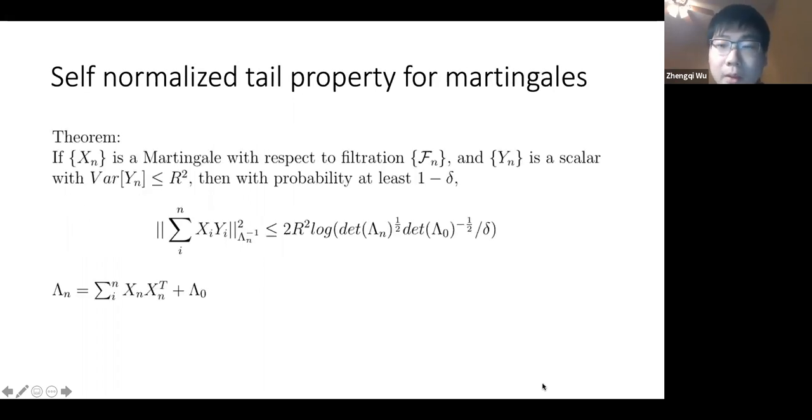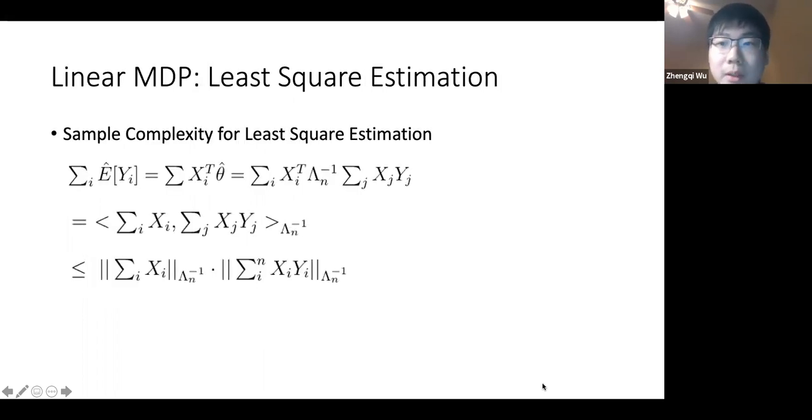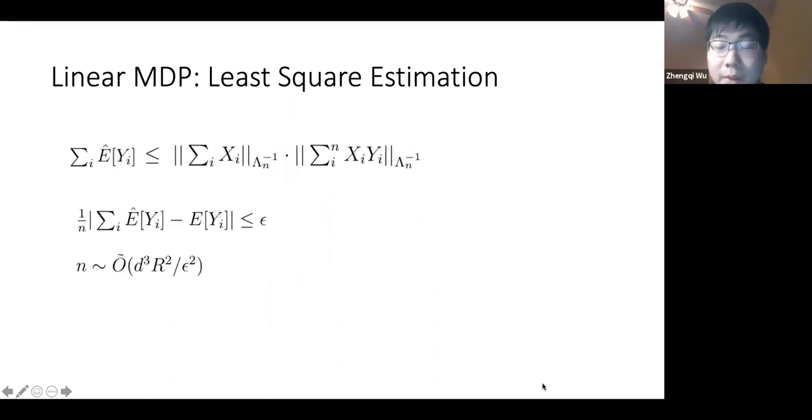So there is a theorem from recent years, and it shows that the sum of xi times yi is upper bounded by something. I have to skip these details, but the basic idea is that the estimation error can be upper bounded by some term. Then we let the estimation error be smaller than epsilon, and we get the sample complexity. In the last line, D is the dimension of the vector and R is the variance of the label. That is pretty elegant. The basic idea is a simplified model for sample complexity in reinforcement learning.